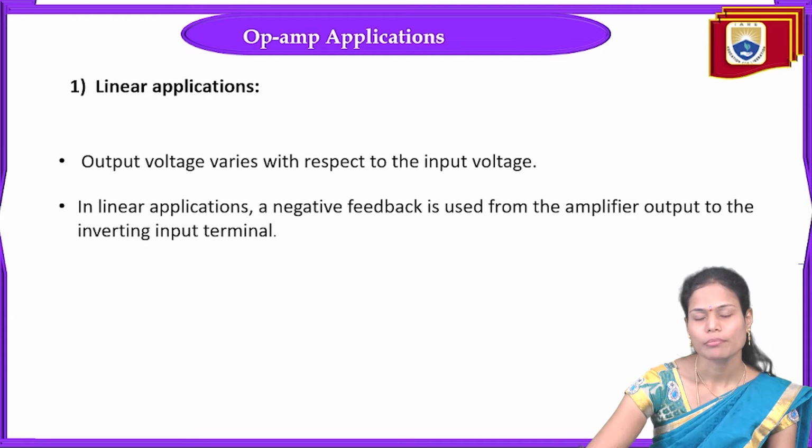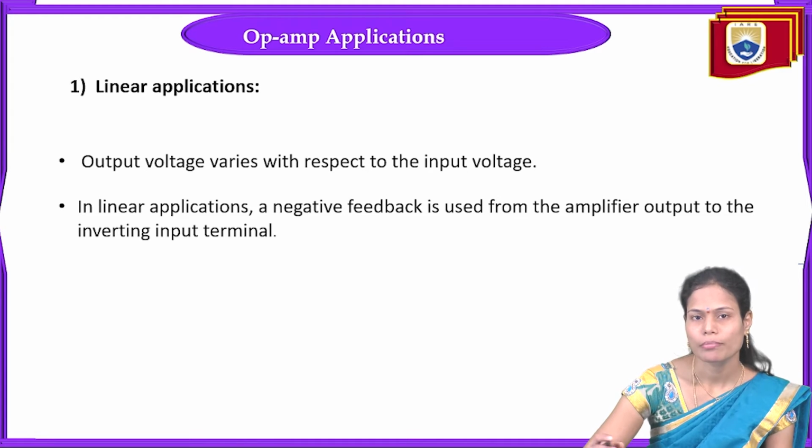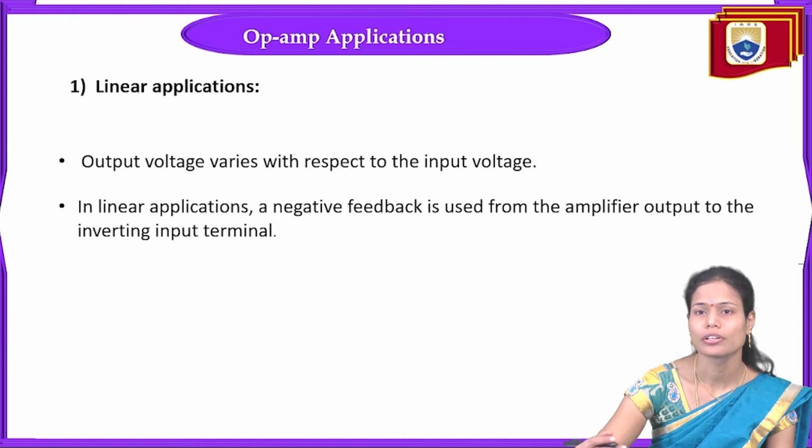In the case of linear applications, we utilize negative feedback, not positive feedback. That is, the output of the operational amplifier is connected back to the inverting terminal of the operational amplifier, so we say it is in negative feedback form. Why do we prefer negative feedback, and why not positive feedback? That depends on the application we are going to design. Depending on that, we utilize different types of positive or negative feedback.